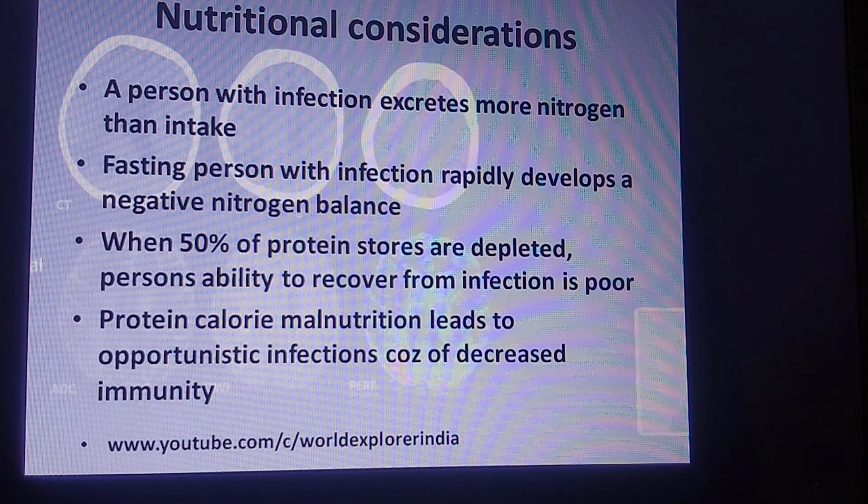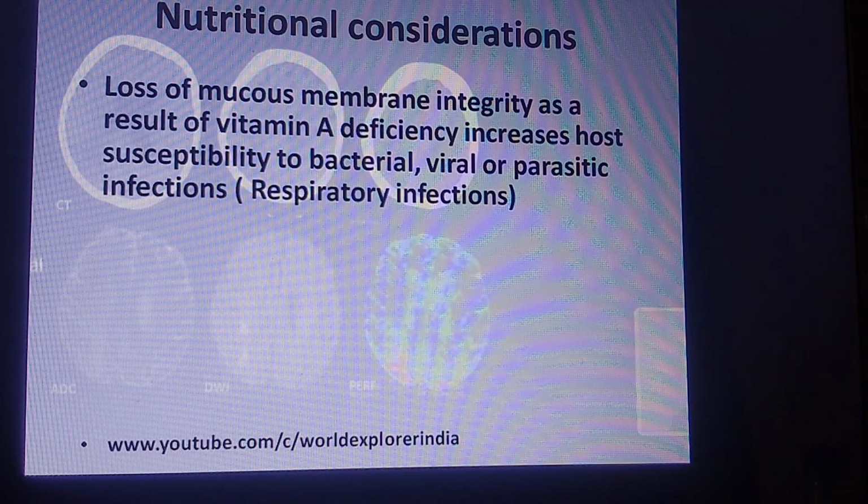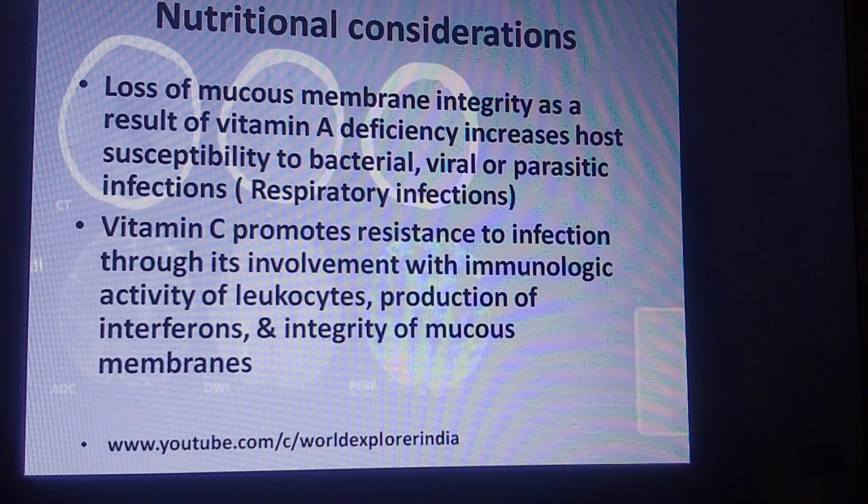Protein calorie malnutrition leads to opportunistic infections because of decreased immunity. Loss of mucous membrane integrity as a result of vitamin A deficiency increases susceptibility to bacterial, viral and parasitic infections and also to respiratory infections. So vitamin A supplementation is needed to prevent infections. Vitamin C promotes resistance to infection through involvement in the immunological activity of leukocytes, production of interferons and integrity of mucous membranes.